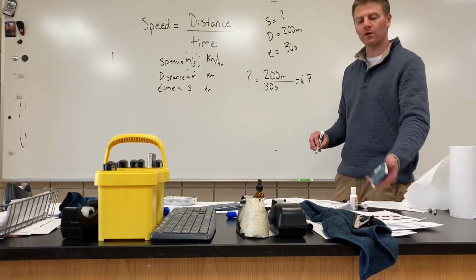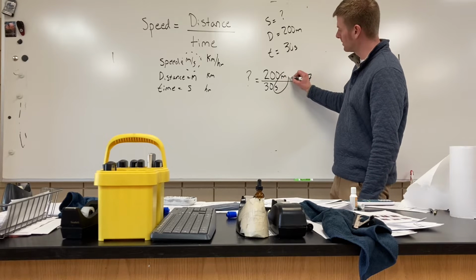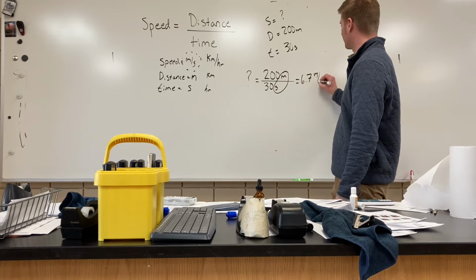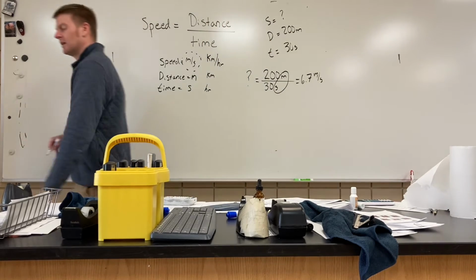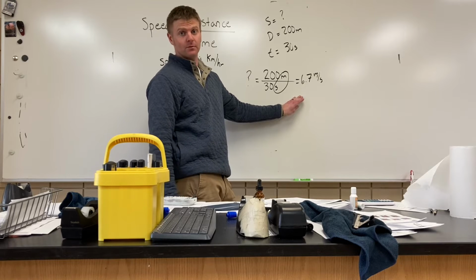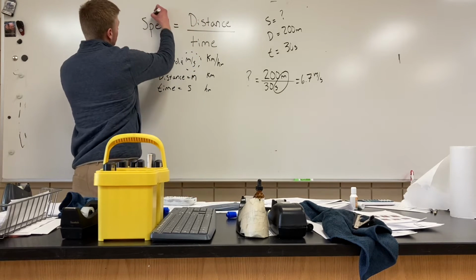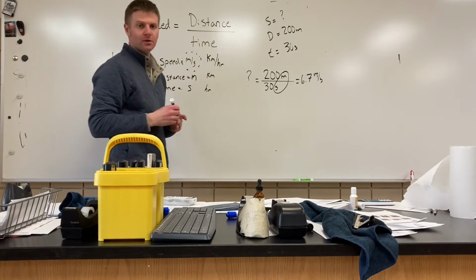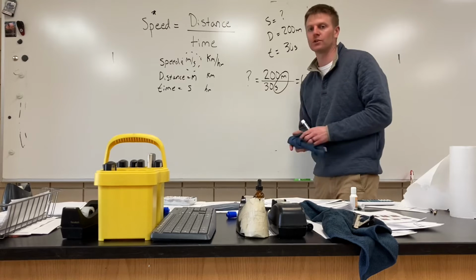6.7. But then we need to look at what our units are. Our units are right here, meters divided by seconds. So this tells me that every second that Fred is moving, he's going to cover 6.7 meters. Okay? So that's the first type of question you could get where you need to solve for speed. Easy, plug and play. Don't even need to do any rearranging of the equation.